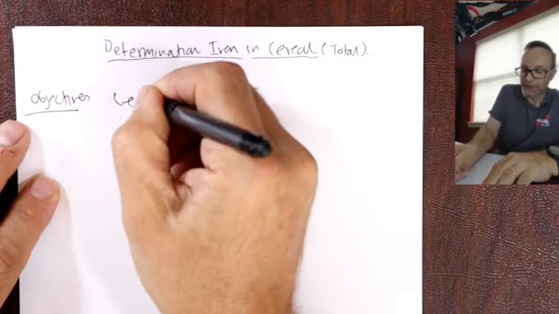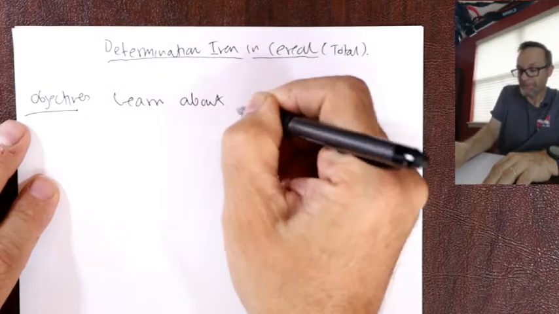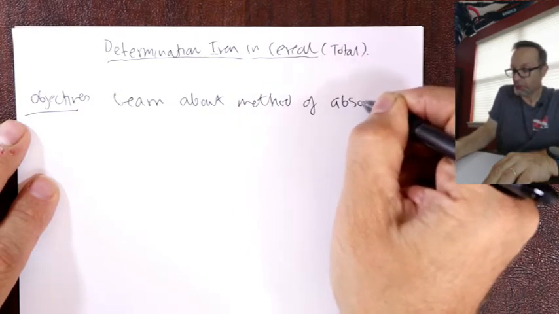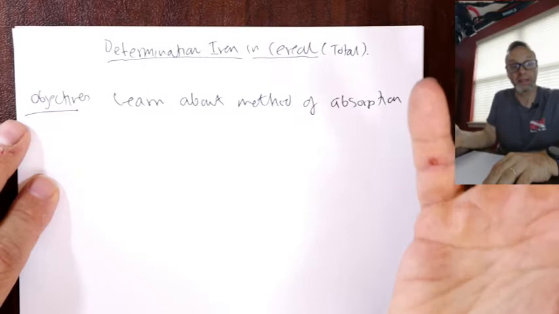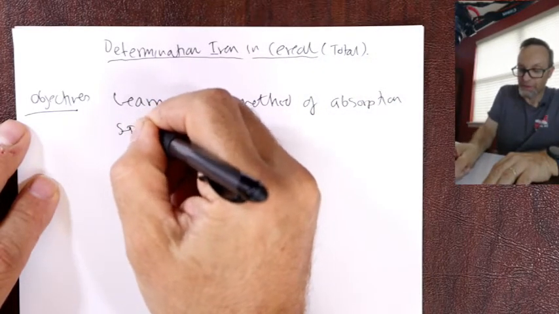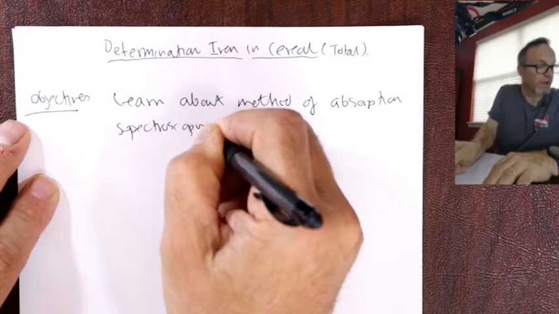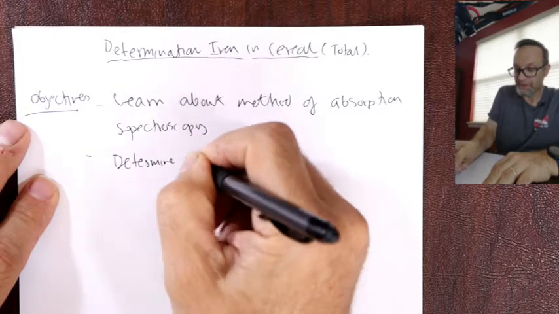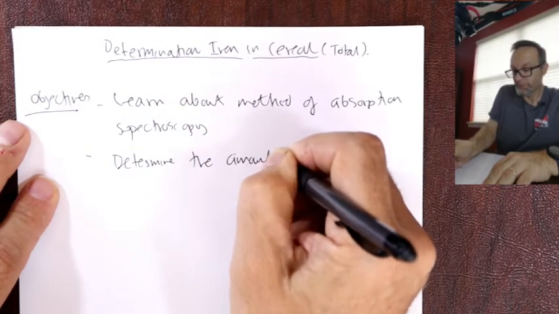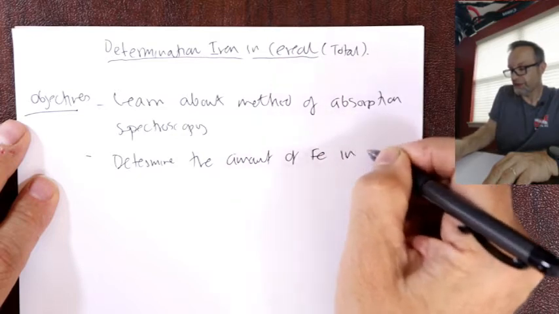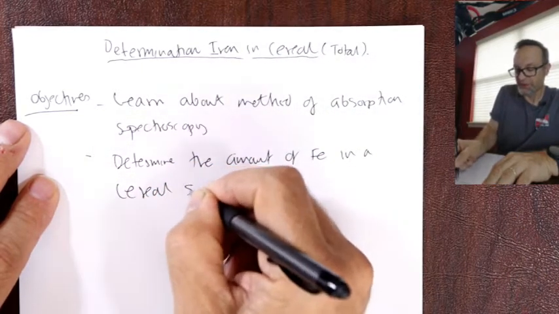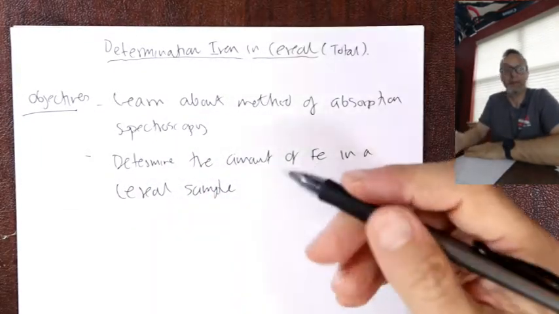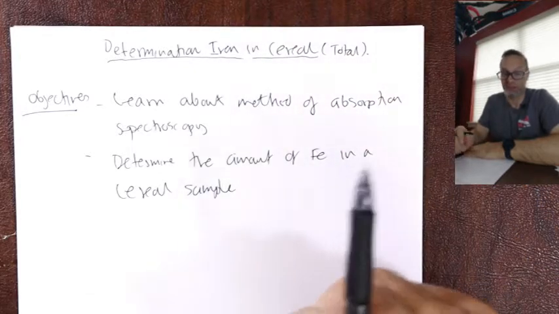So we're going to learn about the method of absorption spectroscopy, absorb like a sponge, and determine the amount of Fe, iron, in a cereal sample. It's actually Fe2+. We're able to dissolve those ions, which we need for our experiment, but fundamentally when it's in the cereal, it's in the solid form. We'll extract it as a dissolved iron.